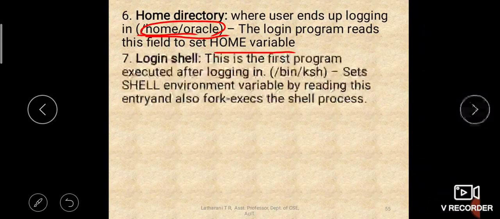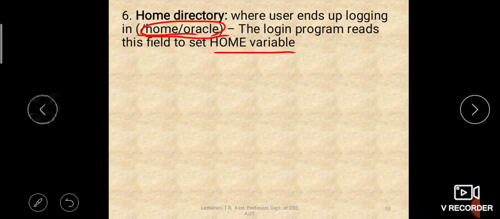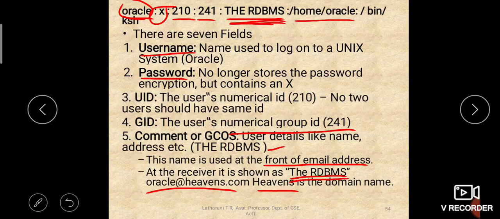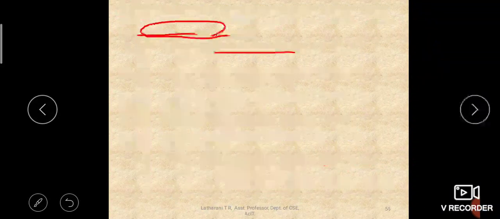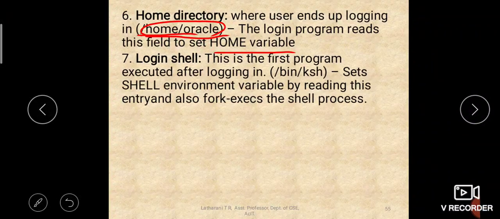Okay. Next one is the login shell. So you can see here, this is the login shell, the last one, /bin/ksh. Okay, that is the last, seventh field, which is nothing but the login shell. So what is this login shell? It is the first program executed after login.